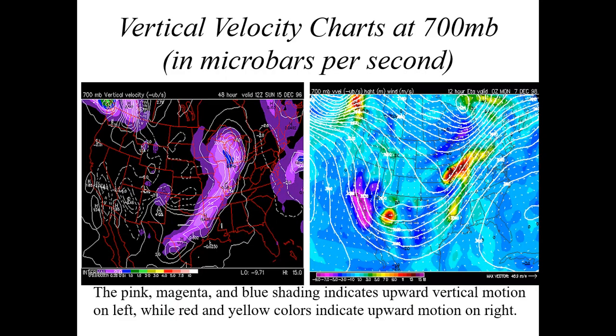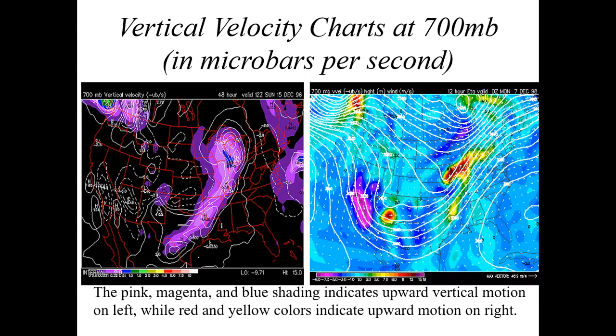Now let's get to the final piece of the training tonight. Let me show you some example charts. So these are vertical velocity charts at 700 millibars. 700 millibars in the atmosphere is about 10,000 feet above the ground level. These charts are in microbars per second.